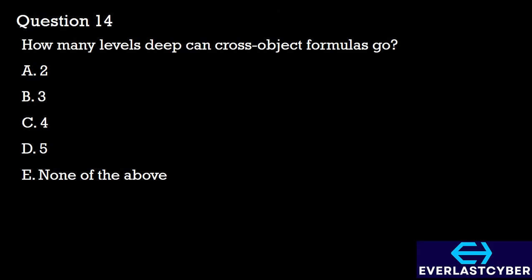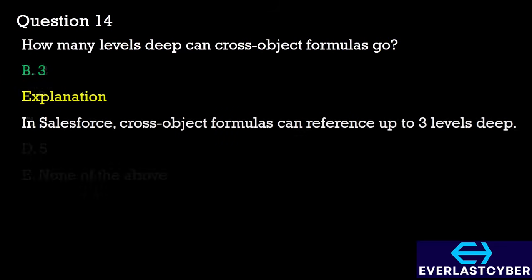Question 14. How many levels deep can cross-object formulas go? A. 2, B. 3, C. 4, D. 5, E. None of the above. For this, we'll be going with option B. In Salesforce, cross-object formulas can reference up to 3 levels deep, and this means that you can create formulas that access fields from related objects, pulling data from objects that are linked through up to 3 relationships. That's why we're going with option B.